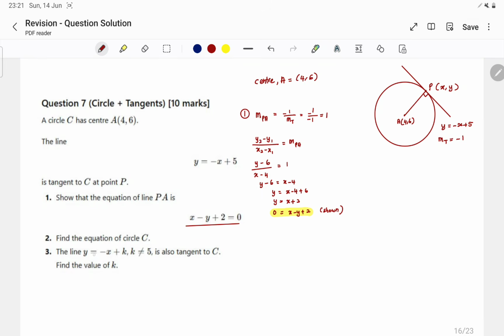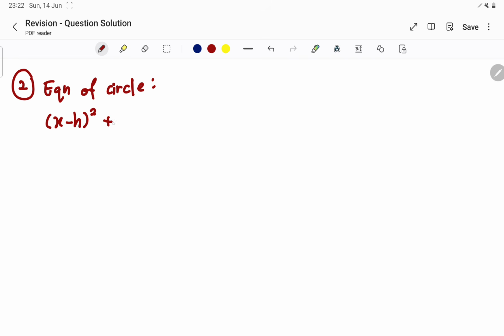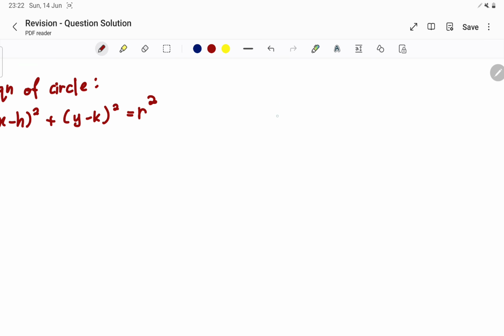Okay, the next one we have to find the equation of circle C. So I will go to the next page. So for question 2, since we want to find the equation of a circle, we have to bring back the formula for the equation of a circle, which is (x minus h) squared plus (y minus k) squared equal to r squared. Okay, and then here we have a circle earlier.